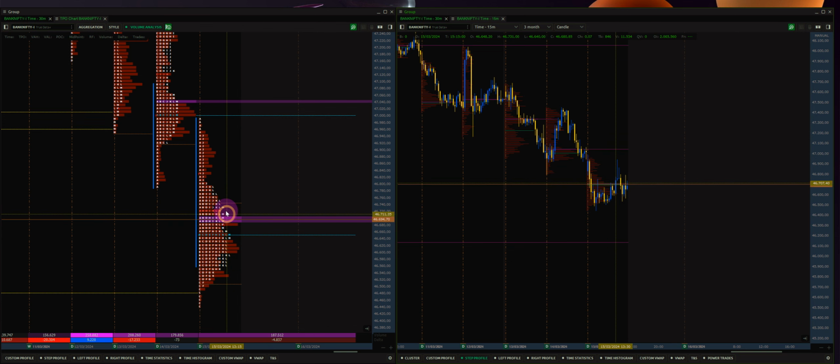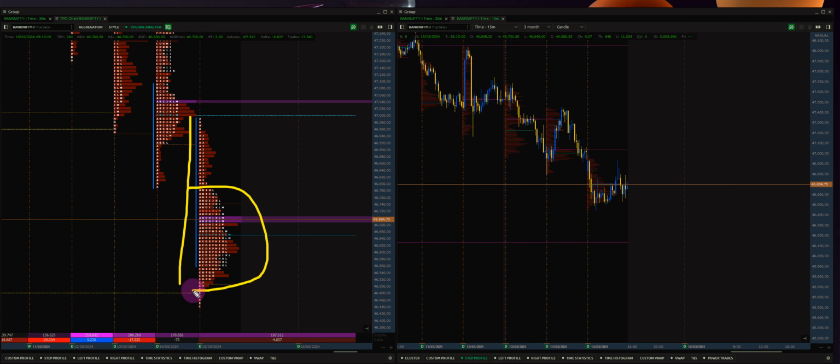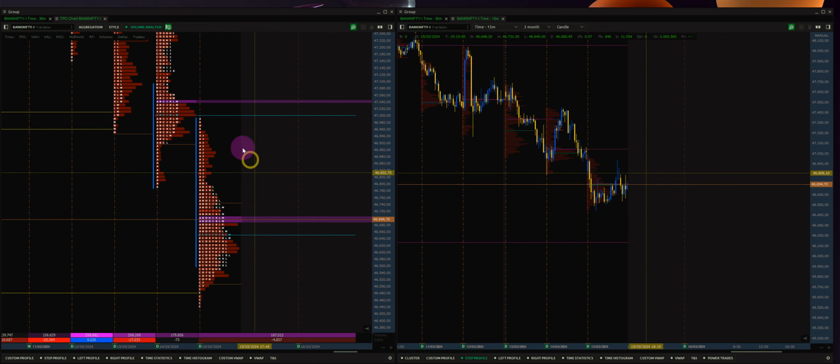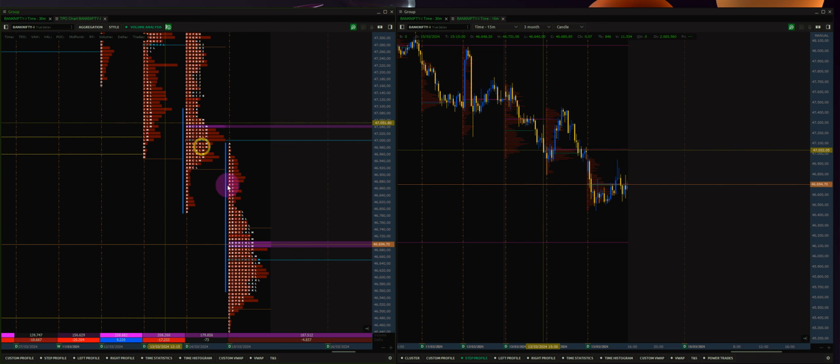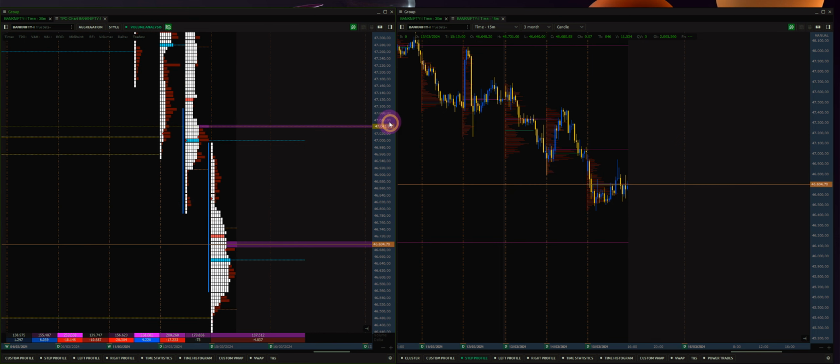What do I mean by that? It did form a B-shaped profile. Now what people say is that when we have a B-shaped profile, it is long liquidation, and that means if a lot of longs have been accumulated and they've started liquidating, that is why this has happened. Yes, of course, that is true, but the thing is that this is taking place at the lows. This is taking place at the lows of a balance area.